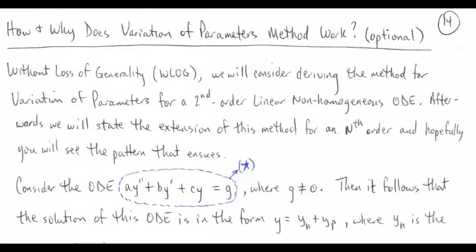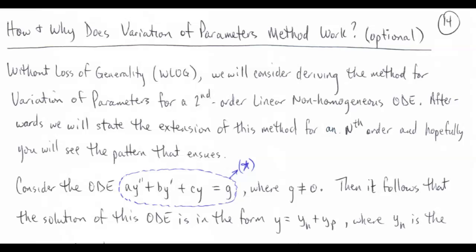So in this video, we're going to do a deep dive into how and why the variation of parameters method works. I'm going to pretty much read from the notes I've written out here to make this as efficient as possible, but I will stop in places to clarify. What I'm trying to get across here is why we actually call this method variation of parameters in the first place.